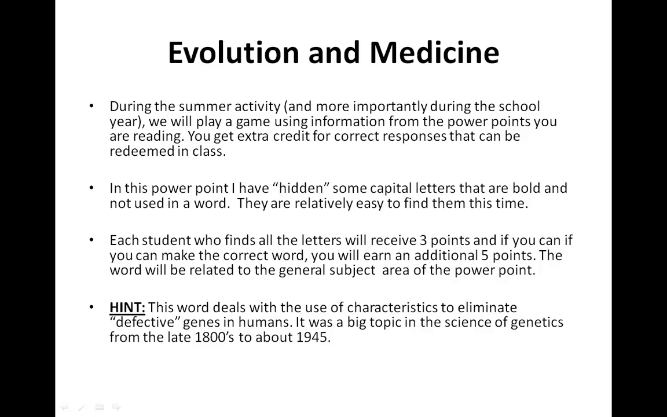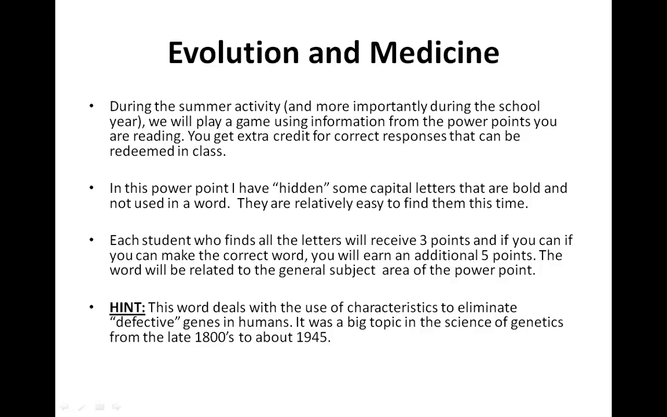But every student who finds all the letters, and there's 8 of them, will receive 3 points. And if you can make the correct word out of those 8 letters, you'll receive an additional 5 points that you'll be able to redeem during the school year when they will be much more meaningful to you.